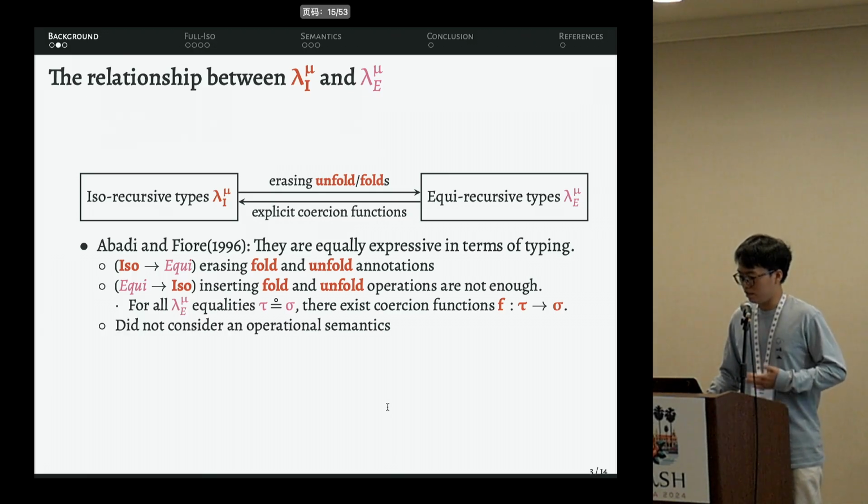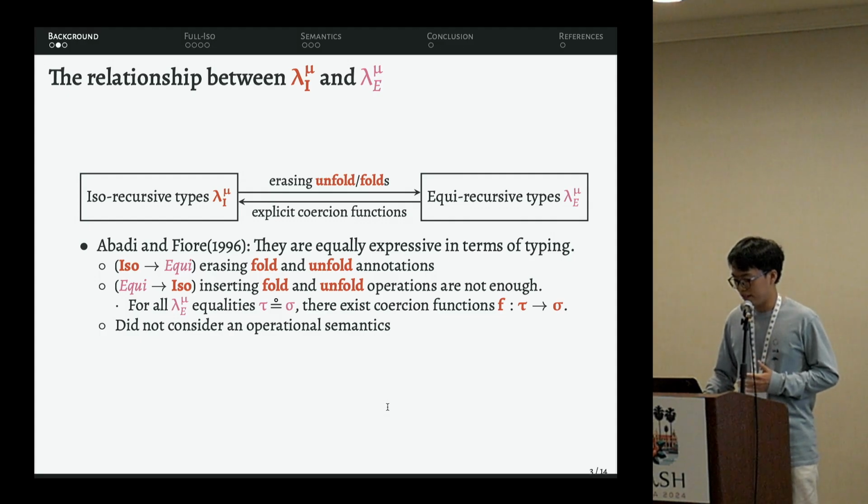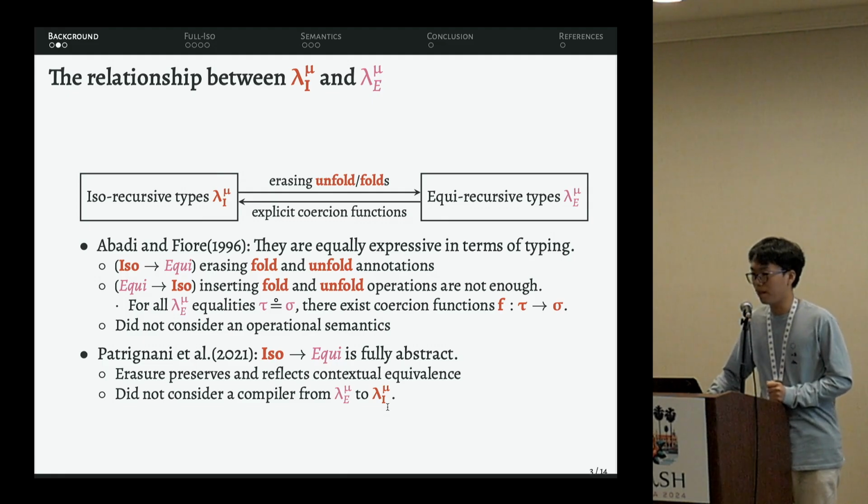But they did not consider an operational semantics in their work, so there is no formal guarantee that this translation preserves the behavior, such as termination, of the terms. More recently, Patrignani and others showed one semantic result: from iso to equi, this erasure translation is behavior preserving. Actually, they showed a stronger result, that it is fully abstract, preserving the contextual equivalence between terms. But they also did not consider the other direction.